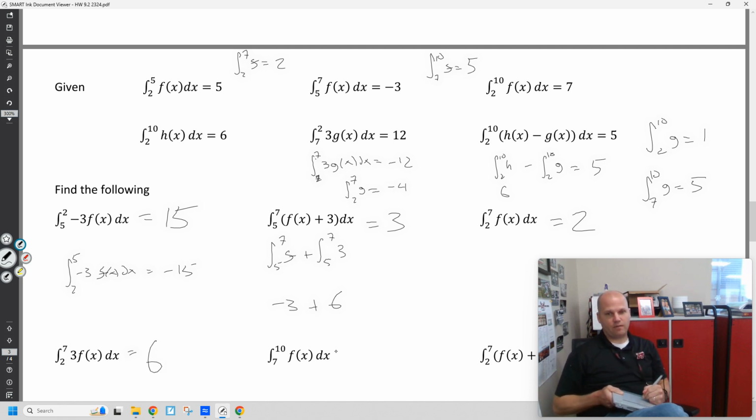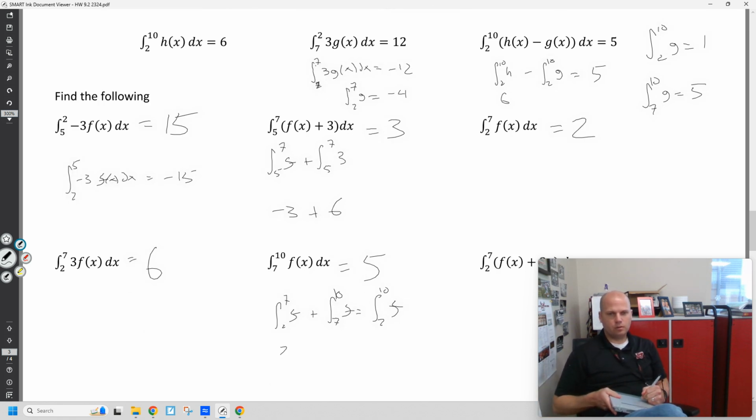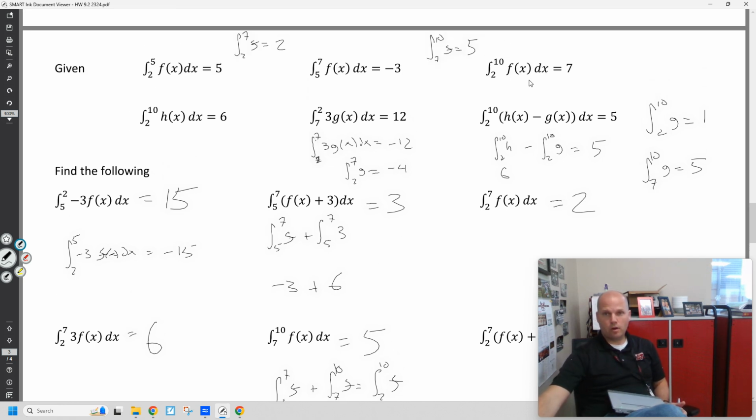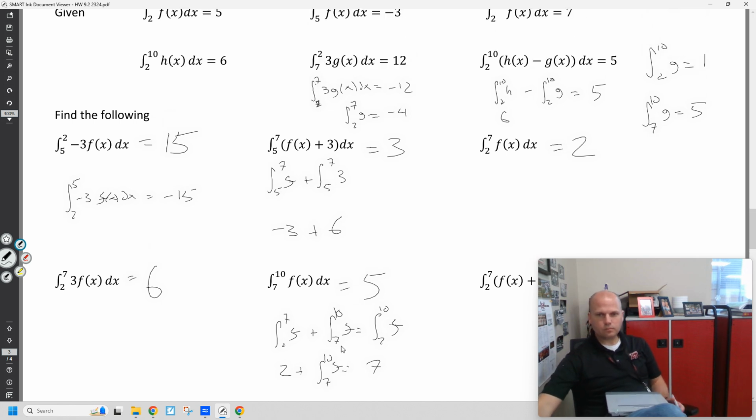7 to 10 of f I found was 5. How did I find that? I found 2 to 7 was 2. I found that 2 to 10 was 7. Well, 7 to 10 has to be 5. If you want to do that algebraically, 2 to 7 of f plus 7 to 10 of f has to equal 2 to 10 of f. 2 to 7 was 2. I don't know 7 to 10. I do know 2 to 10 was 7. Subtract 2 to get 5.